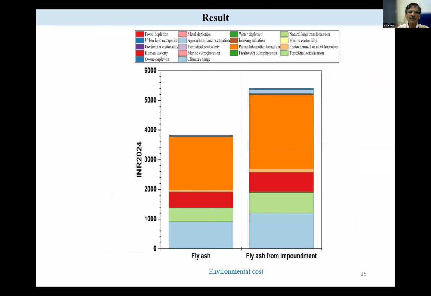in terms of different indicators, fresh fly ash has a better sustainability value in comparison to fly ash from the impoundment. So now the main target should be that we should not allow any more fresh ash to get into the pond.